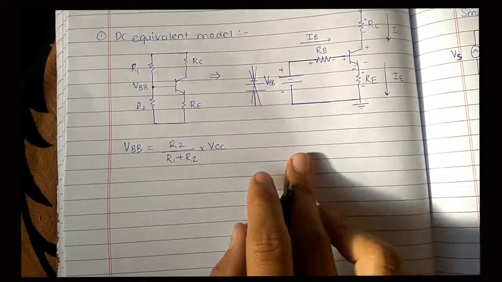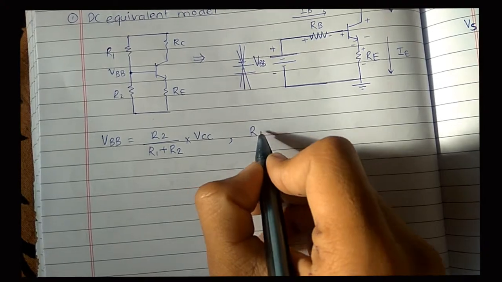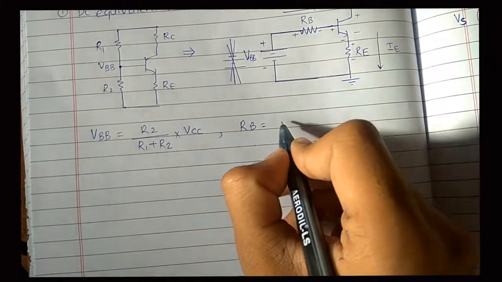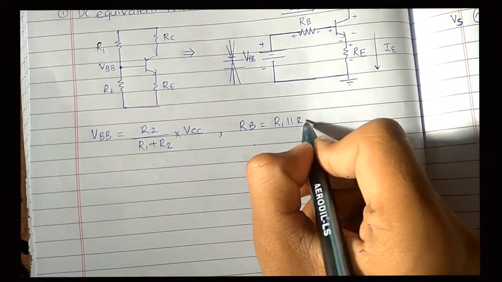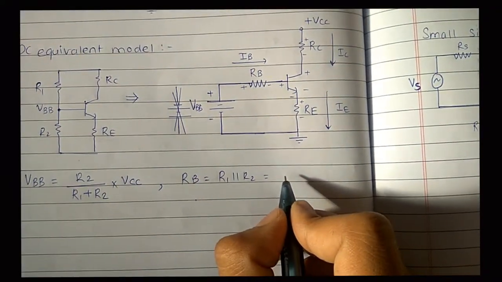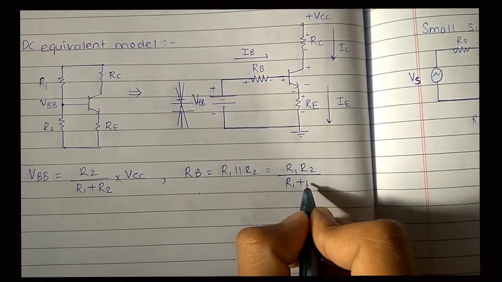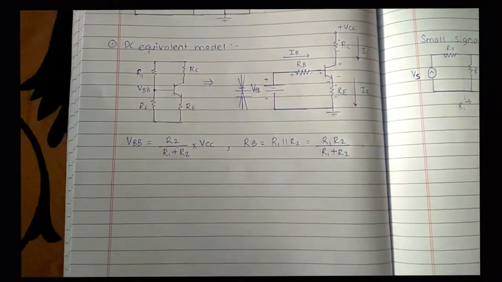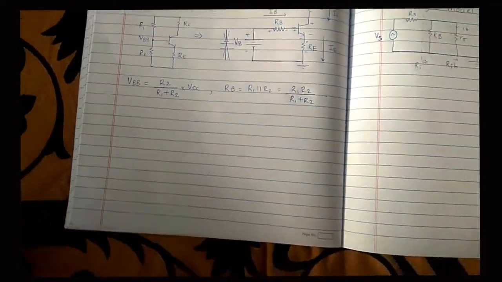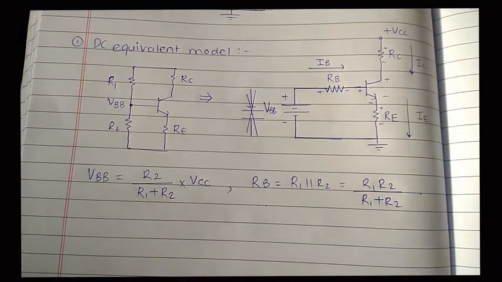So now what is RB? RB is nothing but R1 parallel R2, that is, R1 R2 upon R1 plus R2. Okay, so firstly, using this formula, I found out RB and VBB.